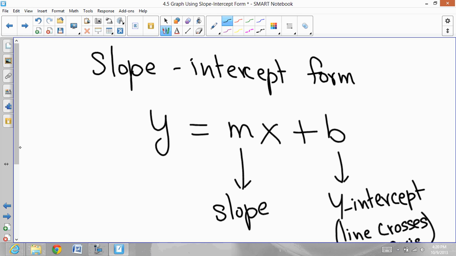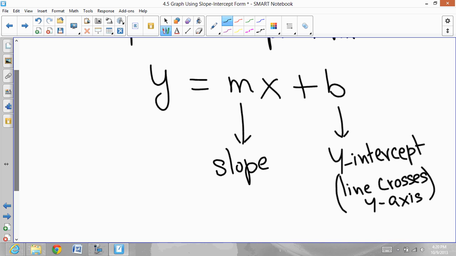So go ahead and pause the video and copy these down. The slope-intercept form, the formula to go with that, is y is equal to m times x plus b. Also make sure that you are writing the m as a slope, which is what you learned in the previous lesson. The y stands for the y and the x stands for the x. The b, on the other hand, is what we call the y-intercept. That is the point where the line crosses the y-axis.